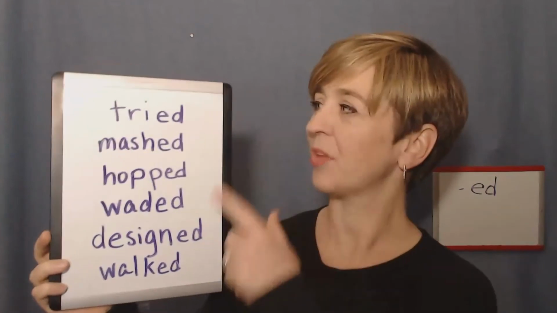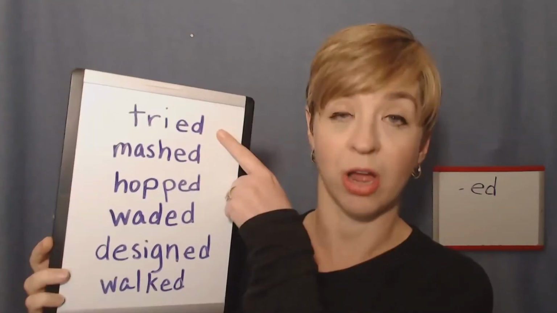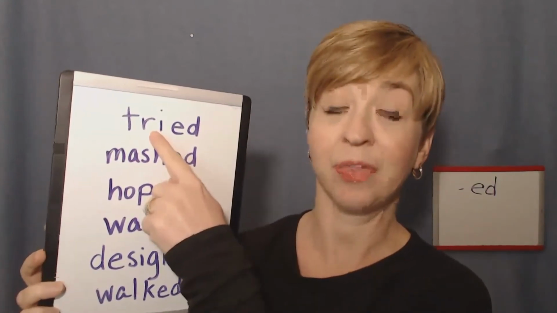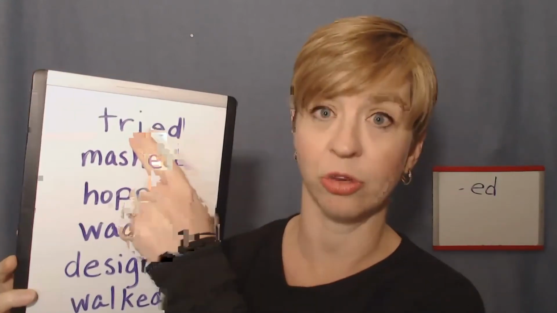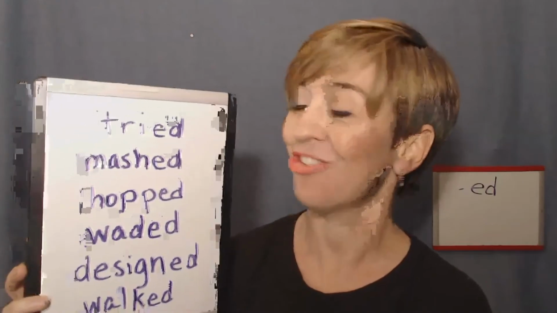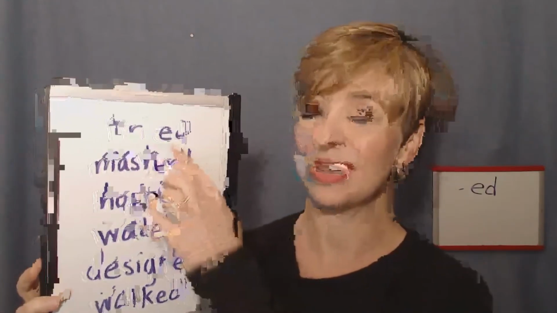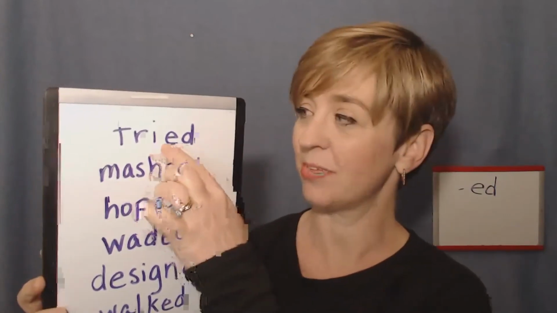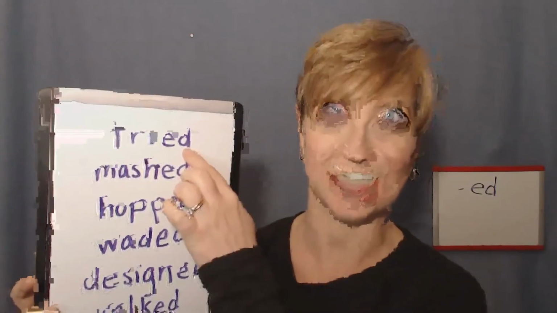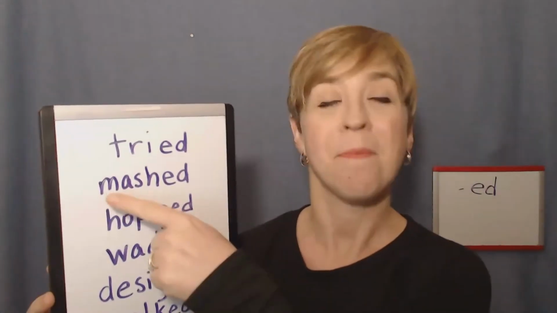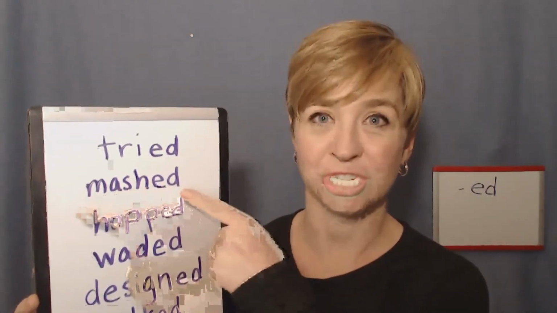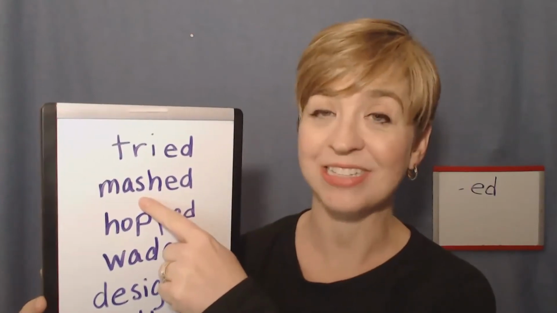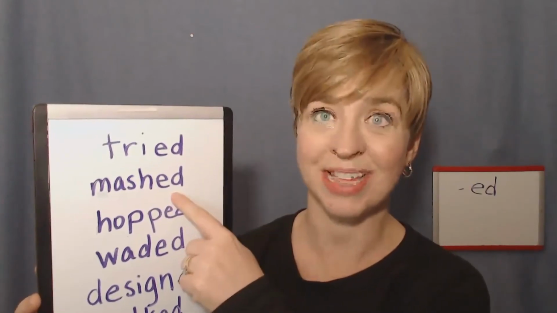Okay, here we go. Tried. This is the past tense of try, T-R-Y. I tried to draw a picture. Tried. There's no additional syllable. The I sound is voiced, so we continue on with the voiced D sound. Tried. Mashed. Okay, this one, the sh is voiceless, so we continue with the T sound.